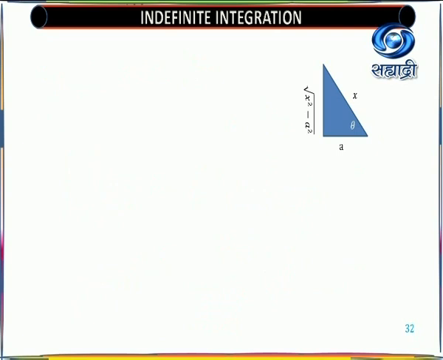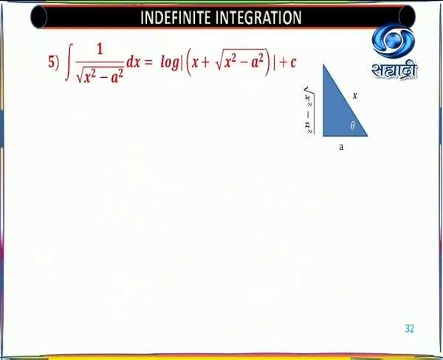Okay. We'll continue with the next example. Your next example is integral 1 upon root of x square minus a square dx, which is equal to log of mod of x plus root of x square minus a square plus constant of integration.